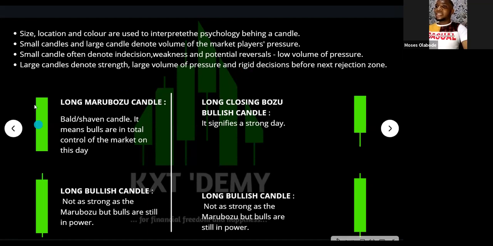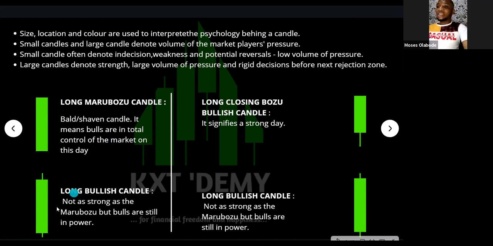So the first bullish candle here is called the long Mariposa candle. It's a kind of candle that is bald or shaven, it doesn't have an extreme high or an extreme low. Most times you might have seen candles like this in markets like V75. It actually means that bulls are in total control of the market on this day. Whenever you're trying to trade, these points are very, very important. Everything that I'm teaching you now, to actually learn how they work, go to the daily time frame and see how they actually affect the rest of the trading days. So this type of candle is called the long Mariposa candle, and it means that bulls are in control of the market on this day.